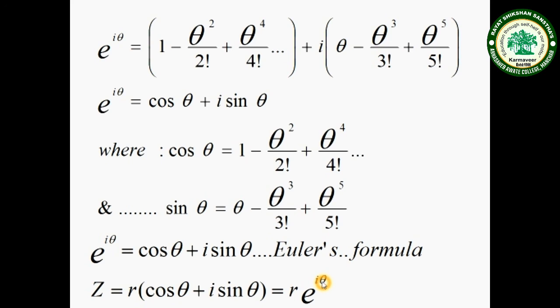So in this way there are three major types of representation or forms of a complex number. First is Cartesian, second is polar, third is exponential or Euler's form. Because these representations or forms are very useful while solving complex number problems, that is finding the nth root, finding powers, and finding the logarithm of a complex number.